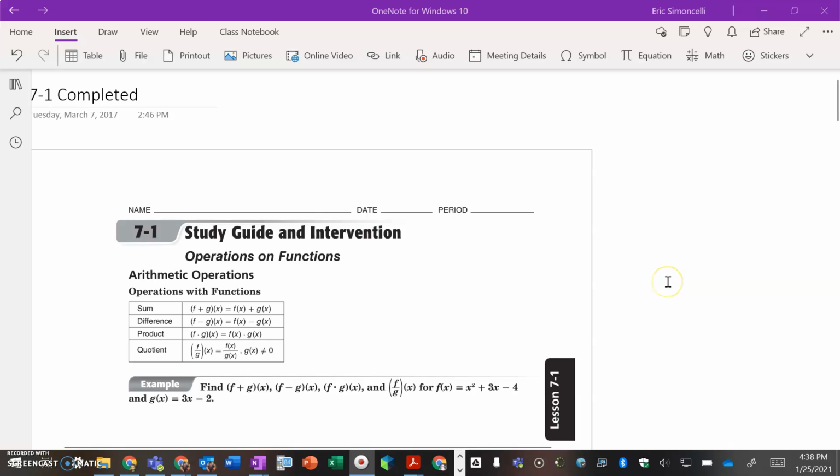Hello students, and welcome to section 7-1, Operations on Functions. We'll start off with arithmetic operations, and there are four main types that we're going to be taking a look at.